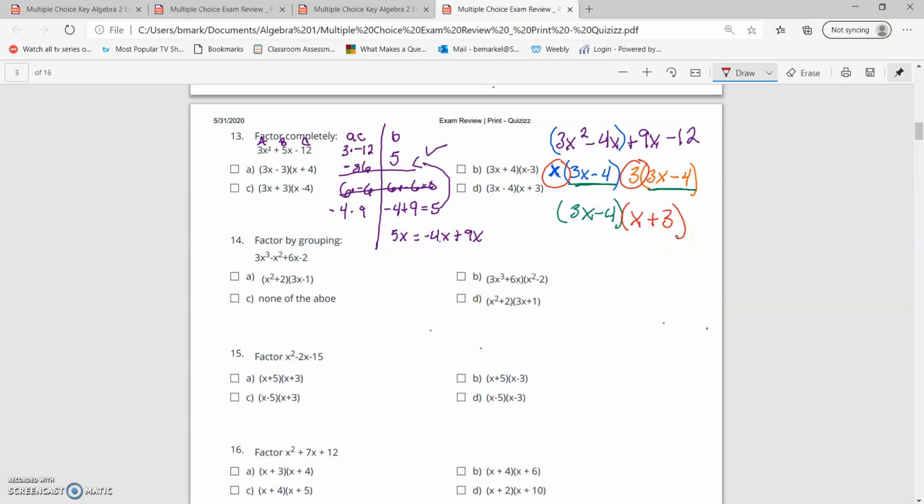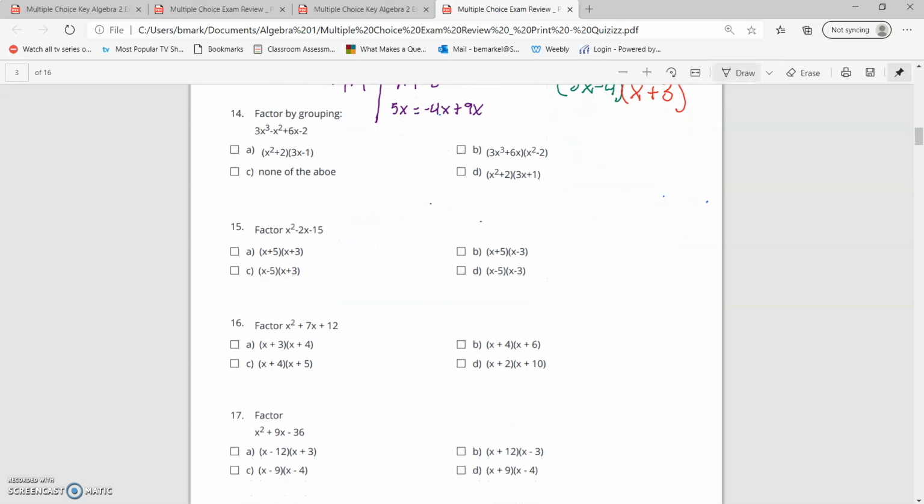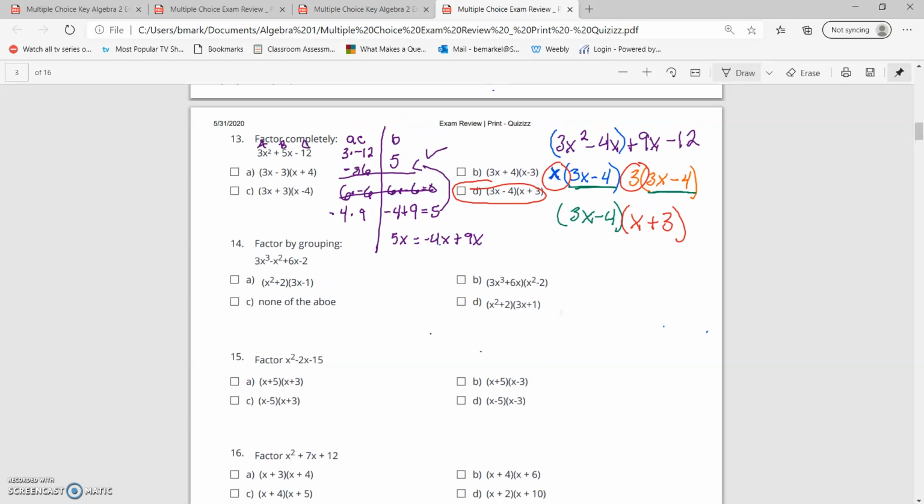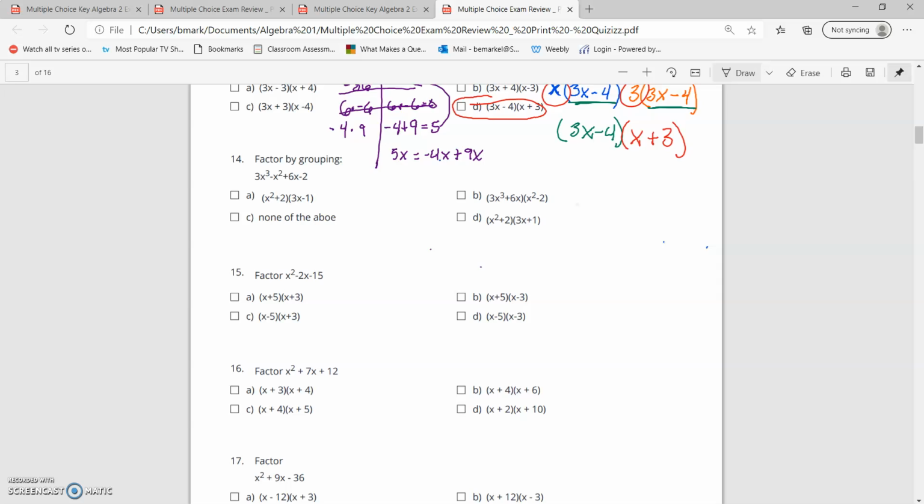I see that answer in D. Alright. Next question. Factor by grouping. So that's what we just did over here on the right-hand side, is factoring by grouping.